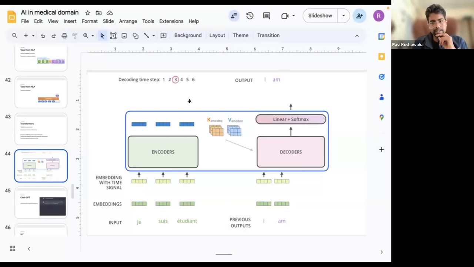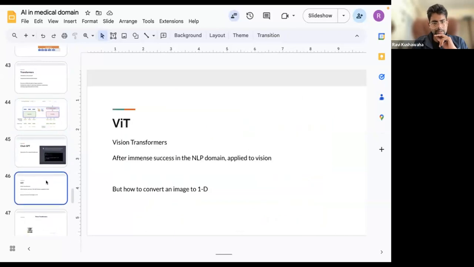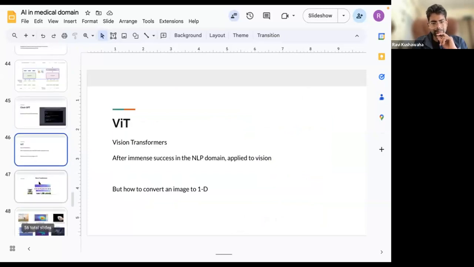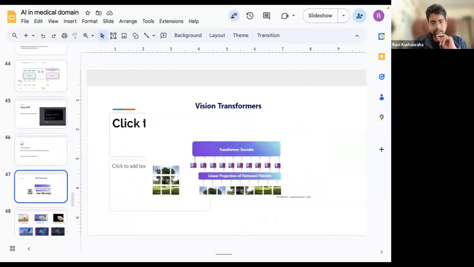Why are we discussing this? Because of the transformers' immense popularity and the self-attention mechanism that we have seen, there was a paper on vision transformers. But how to convert an image into 1D? Here's an image of a tree. So we divide it into 9 patches, flatten them, and project them as a sequence, just like any text sequence.